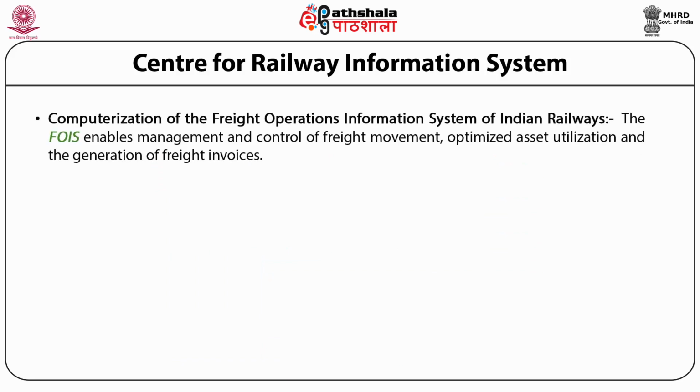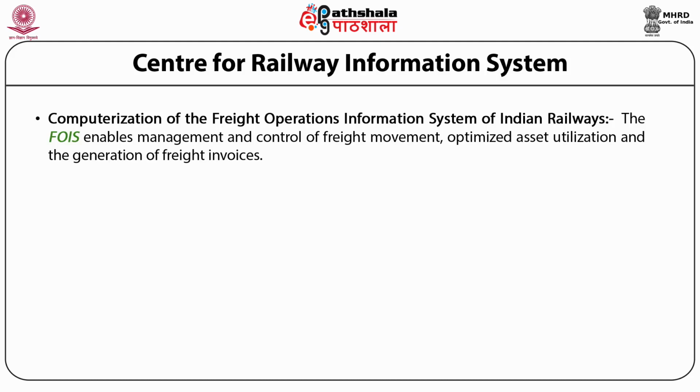The computerization of the Freight Operation Information System of Indian Railways. The FOIS enables management and control of freight movement, optimizes asset utilization, and the generation of freight invoice. About 70% of the railway freight revenue is paid electronically.